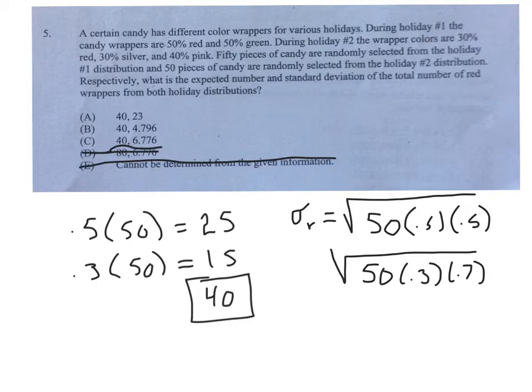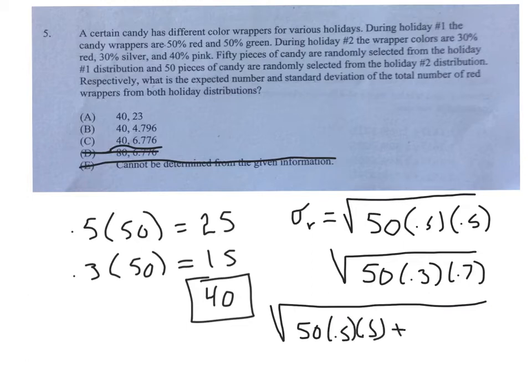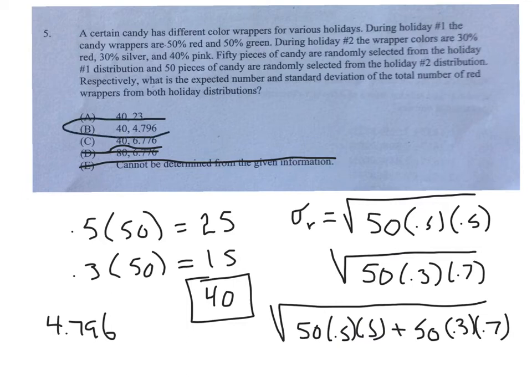And we would add those two together. So to summarize, you would have something like this. So for your expected value, it's 0.5 times 0.5 plus your other situation, another sample of 50, 0.3, whoops, times 0.7. And that would give you your standard deviation. And that is 4.796, choice B.